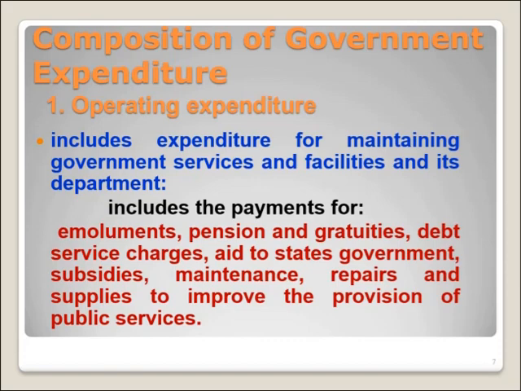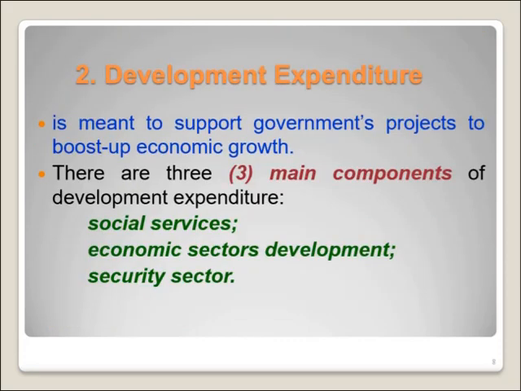Composition of government expenditure: we have operating expenditure and development expenditure. Operating expenditure includes expenditure for maintaining government services and facilities and its departments, including payments for emoluments. Emoluments are the salary for government servants, and then pensions and gratuities. Gratuities are the reward, or ganjaran pencen. And then debt service charges, aid to state government, subsidies, maintenance, repairs, and supplies to improve the provision of public services. Development expenditure is meant to support government's projects to boost up economic growth.